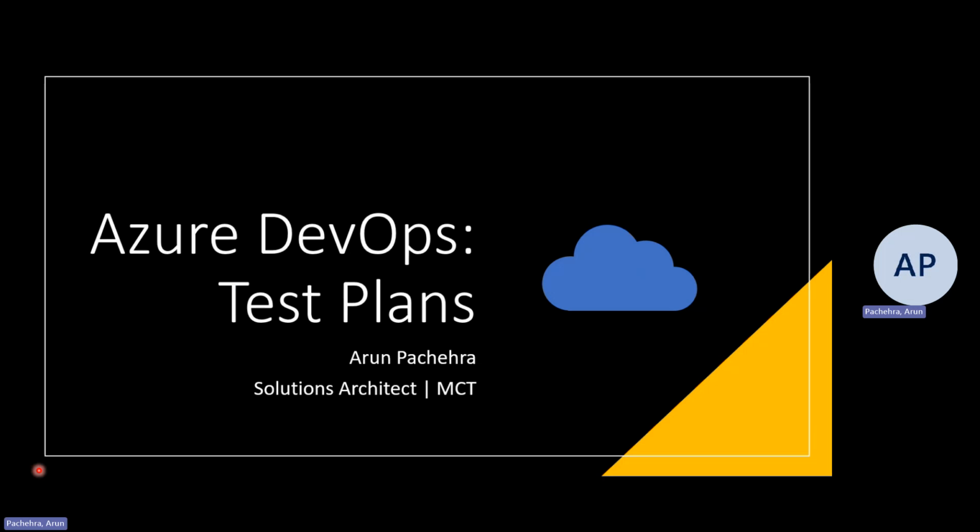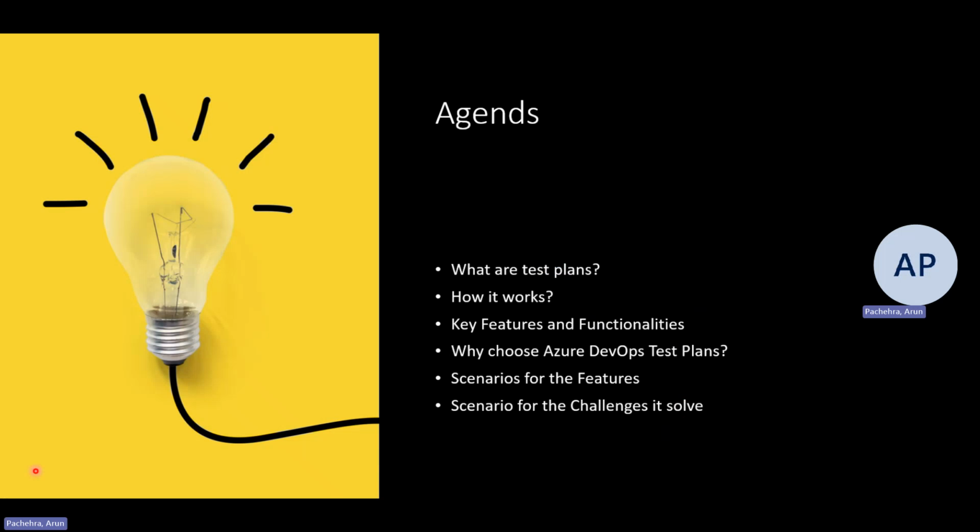So let's see what is the agenda for today. First, we'll try to understand what test plans are, and how it works, how we create those things. Then we'll see what all things we can do, key features and functionality under Azure DevOps test plans, and then why we choose it. And finally, scenarios to understand all those features and the challenges that it solves for us.